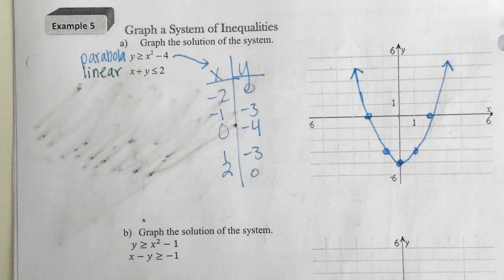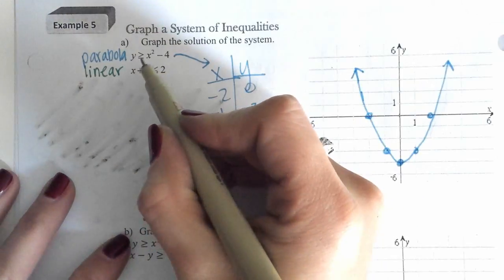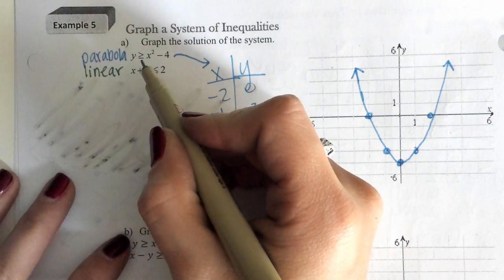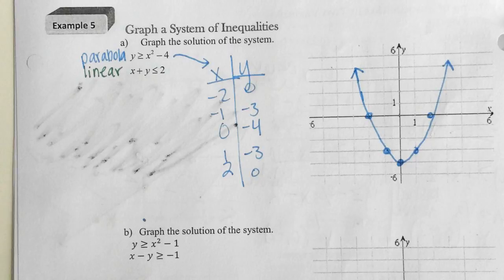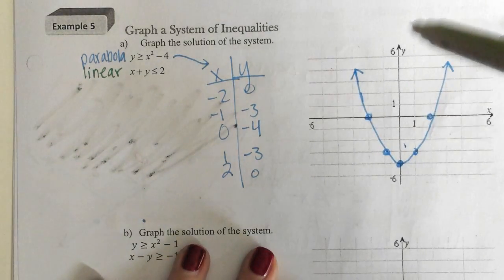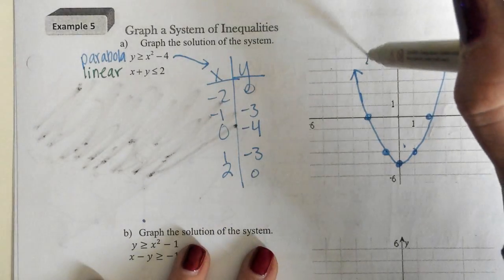Alright, parabolas are a little different. If it says greater than, you're going to shade greater than the parabola. Do y'all know where that side is? Or list a point that's greater than the parabola. Yes. Above the parabola. So that's going to be over here.